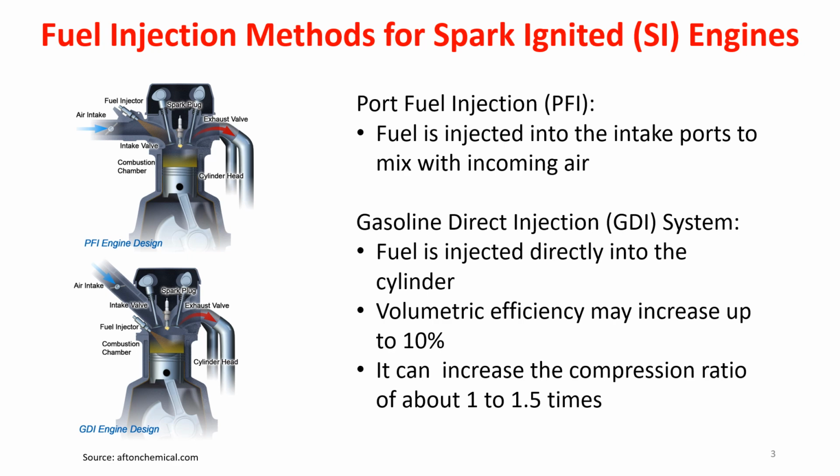Primarily, there are two different fuel injection methodologies in an SI engine. One is conventional port fuel injection, where the fuel is injected in the intake port of the engine, where it mixes with the incoming air to form a combustible mixture, as shown in the top image. The other methodology is gasoline direct injection, where the fuel is injected directly into the combustion chamber or engine cylinder, just like how diesel is injected in a CI engine. By doing so, the engine volumetric efficiency may increase up to 10% and the compression ratio about 1.5% compared with the PFI. There are two major reasons behind this.